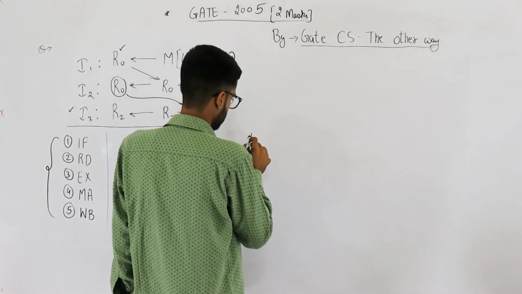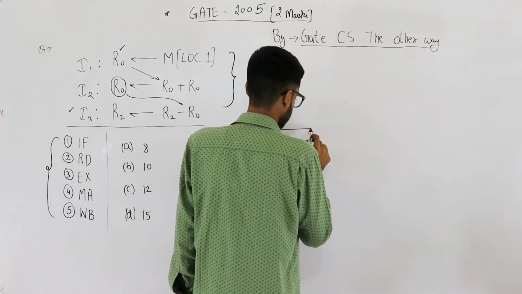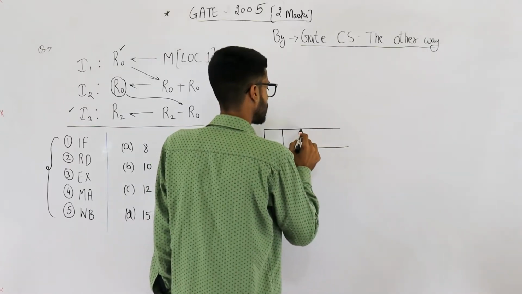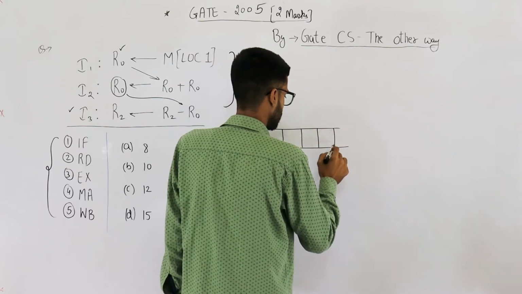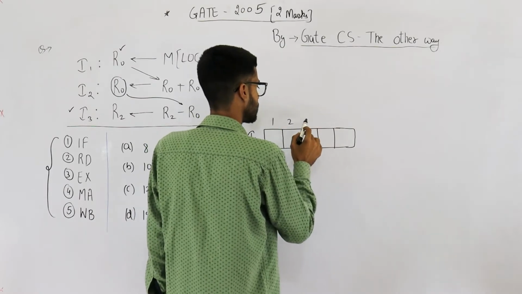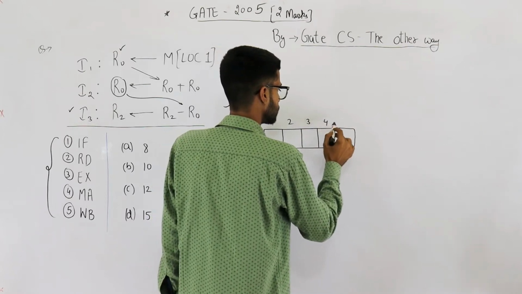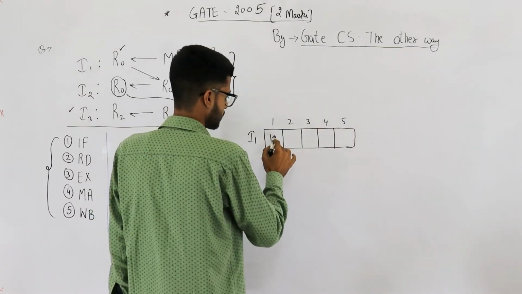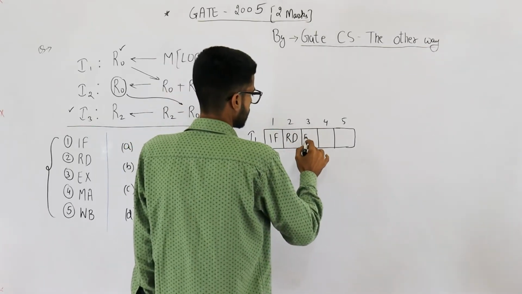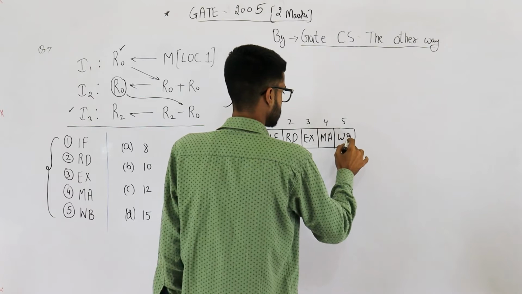So let's try instruction I1. It needs 5 clock cycles because they've clearly mentioned in the question that each stage needs 1 clock cycle. So these are the 5 clock cycles required by I1. The stages are IF, RD, execute, memory access, and write back.